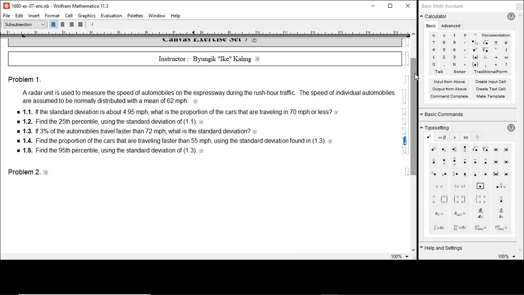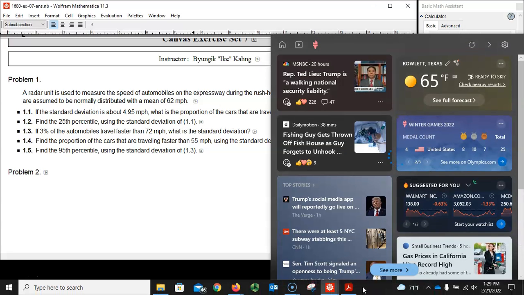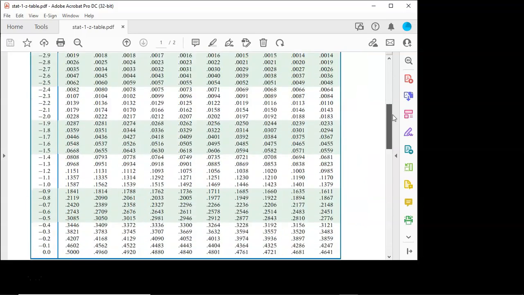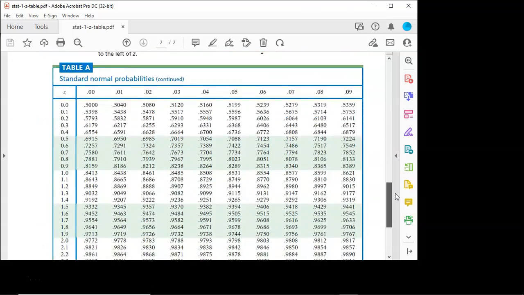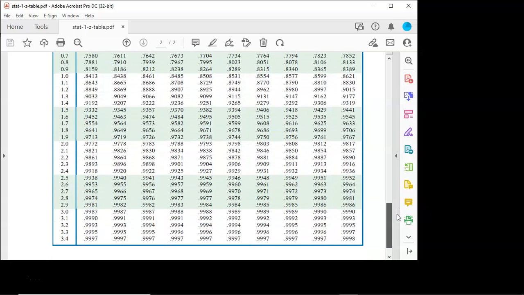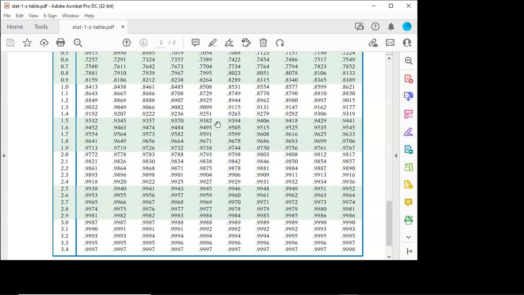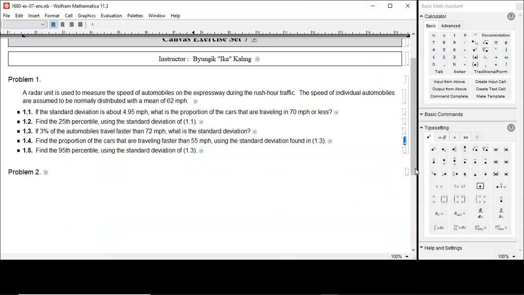Now, how about 95th percentile? This is a backward problem. You have to look up the table and find out z-scores for 95th percentile. Here, there, 95th percentile. Closest to 95 here, 9495, 9505. So 1.64 versus 1.65. So 1.645, approximately speaking.